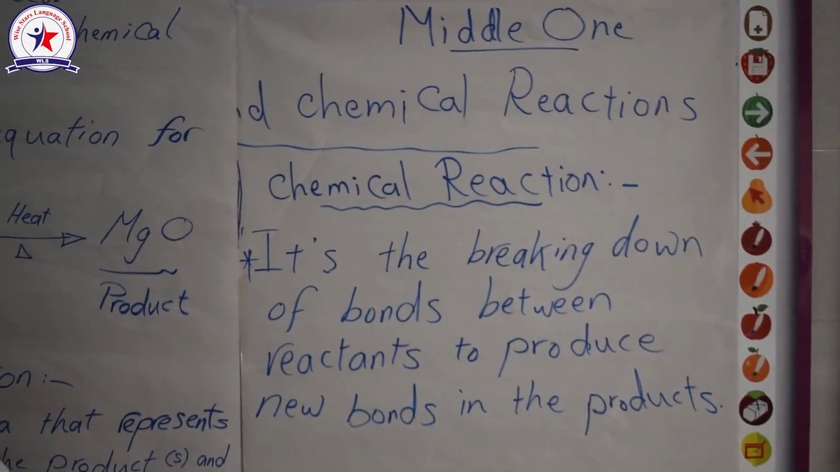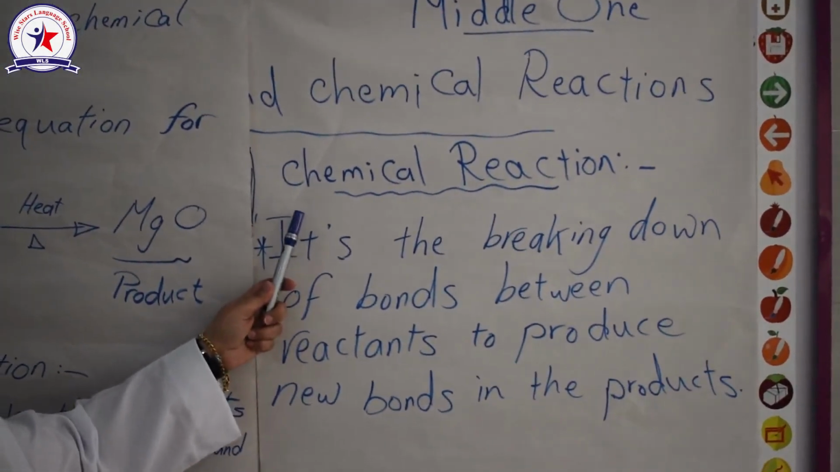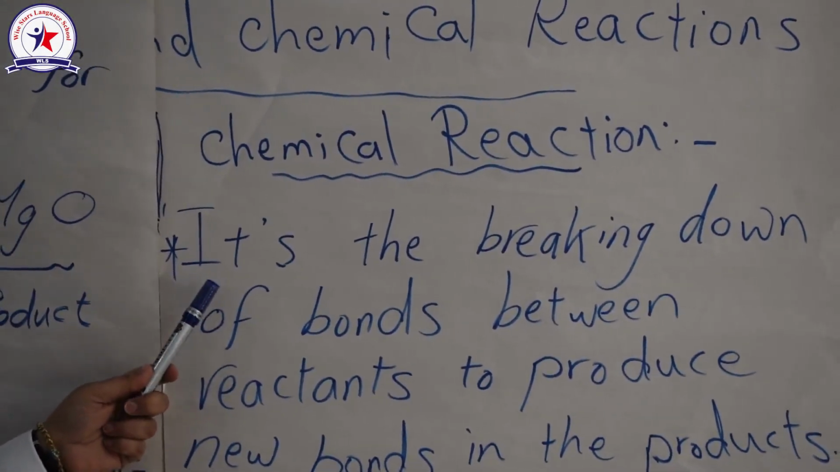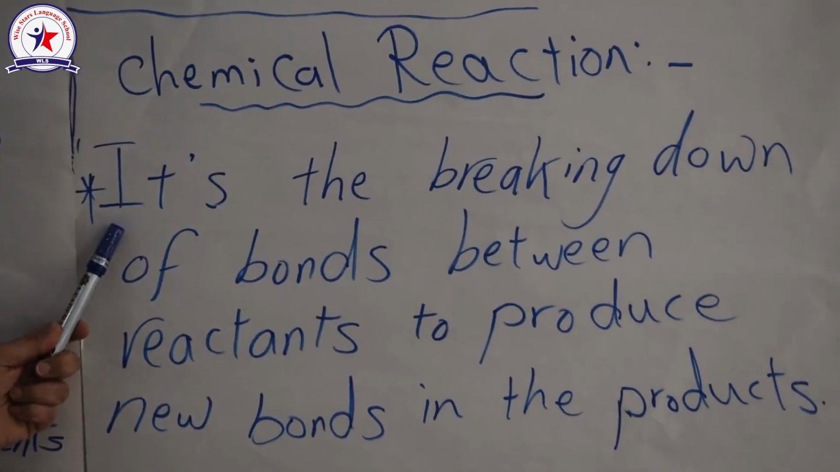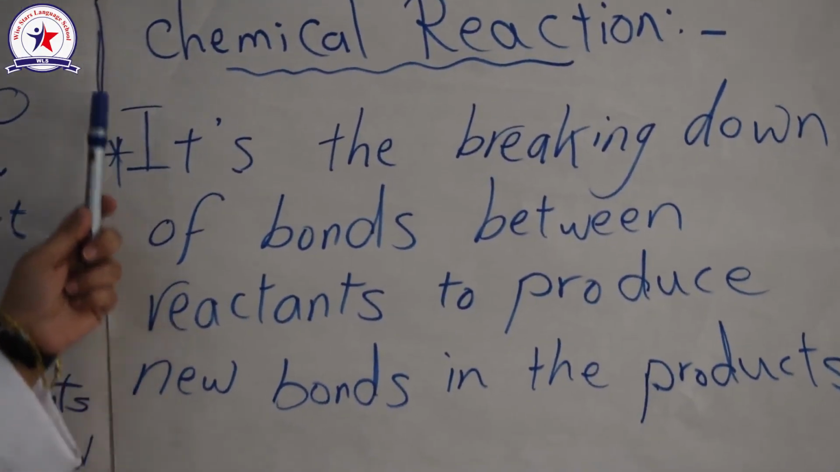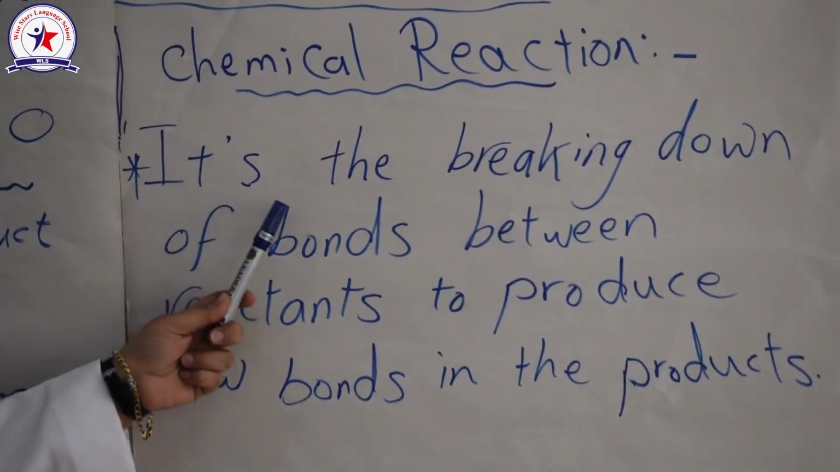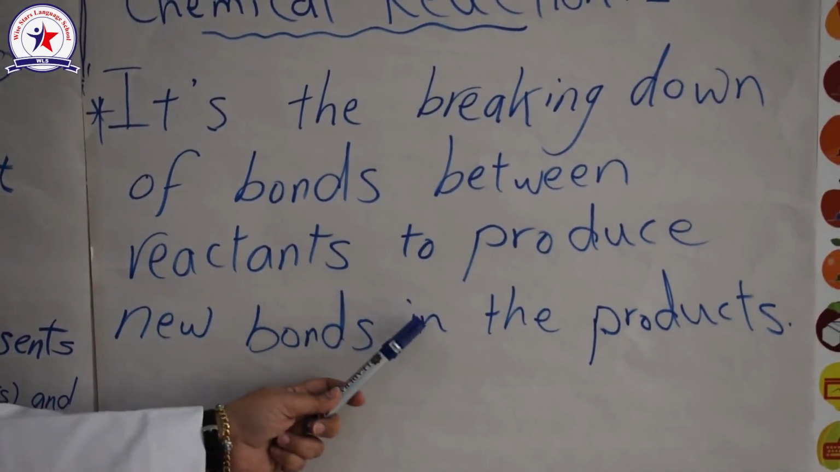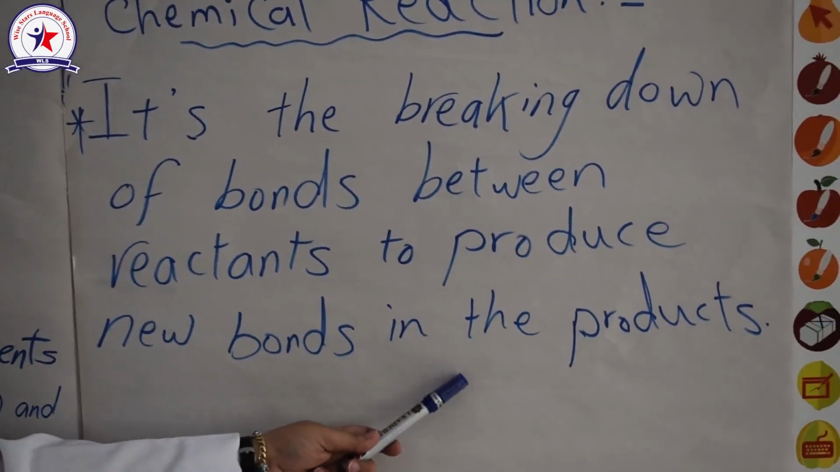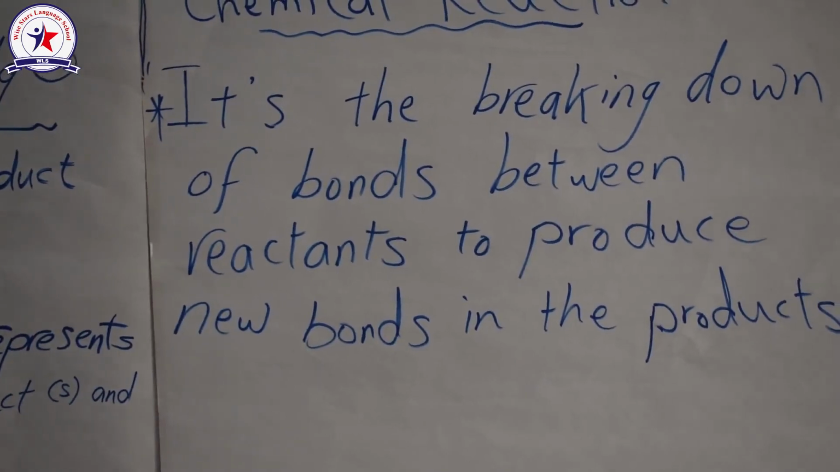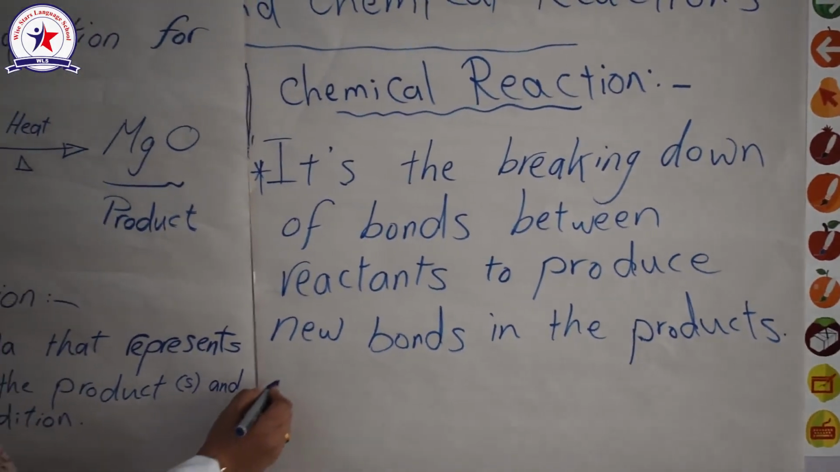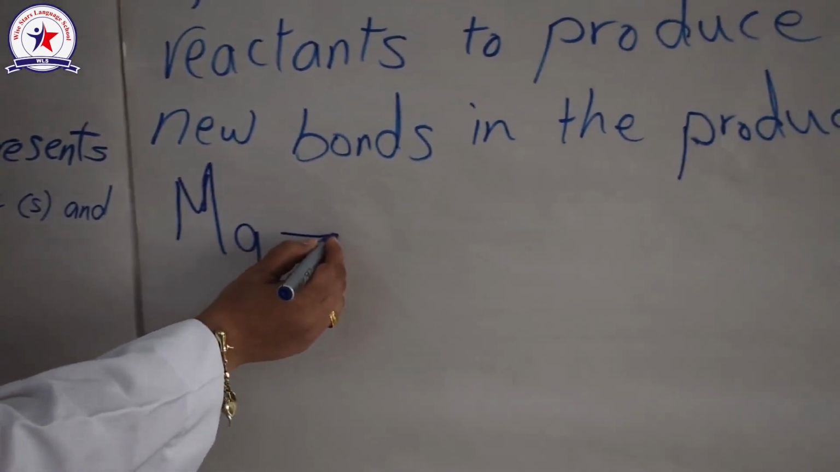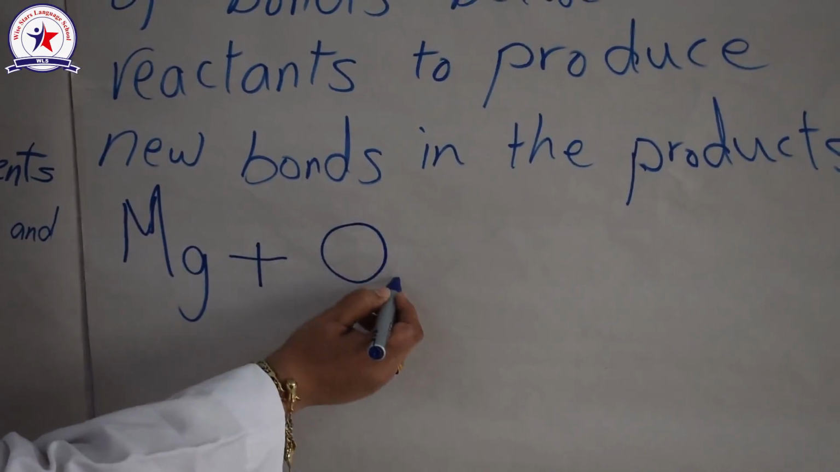Now, what about the chemical reaction? The meaning of chemical reaction. As we observe now, of course, the reaction between magnesium and oxygen is a chemical reaction. What's meant by chemical reaction? It's the breaking down of bonds between reactants to produce new bonds in the products. What does that mean? Now, when we talk about magnesium, as we said, it's an element that reacts with oxygen.